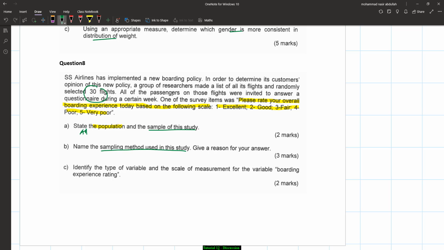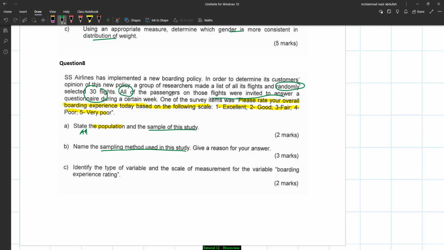So the sampling method will be, dia kata kat sini they select randomly 30 flights, right? All passengers on those flights were invited to answer the questionnaire. So the sampling method will be a cluster sampling method, right? So give a reason: because they randomly select 30 flights, select 30 flights out of all flights, berapa flight yang dia ada tak tahu, right? And then they select all passengers in those flights.